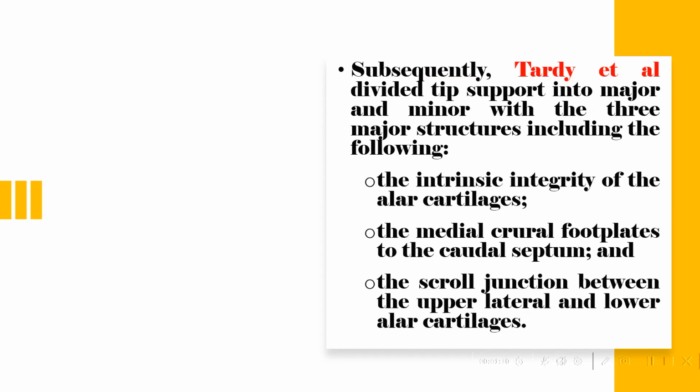Subsequently, Tardy et al. divided tip support into major and minor, with the three major structures including the following. 1. The intrinsic integrity of the alar cartilages. 2. The medial crural footplates to the caudal septum, and 3. The scroll junction between the upper lateral and lower alar cartilages.